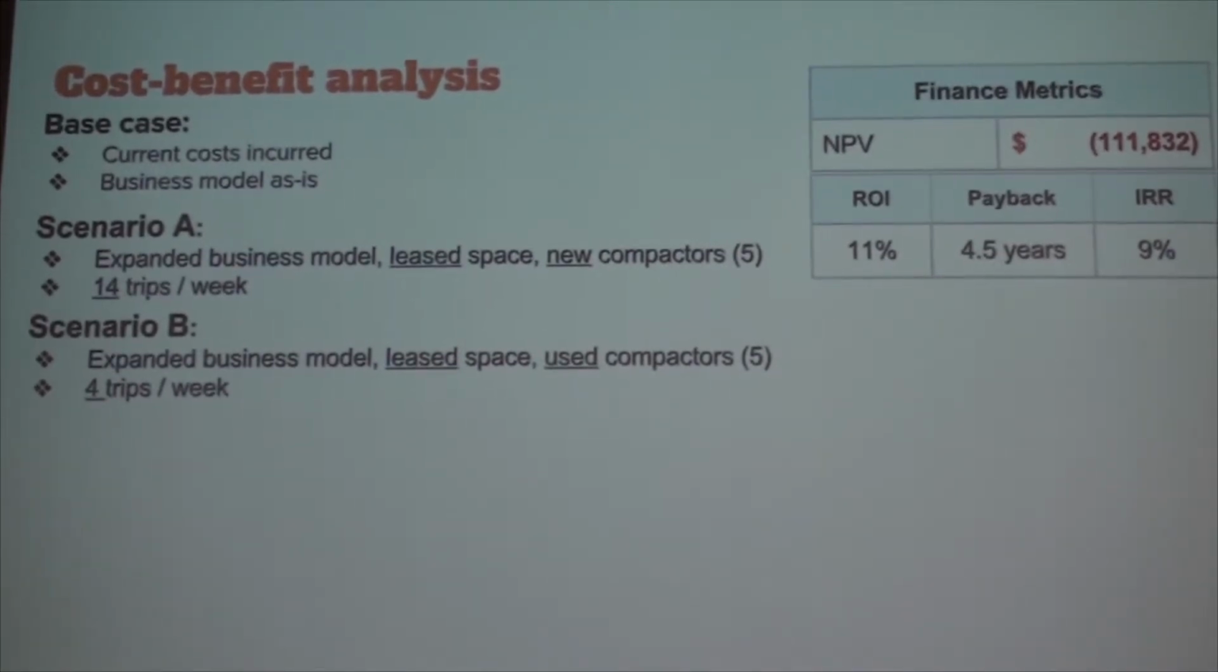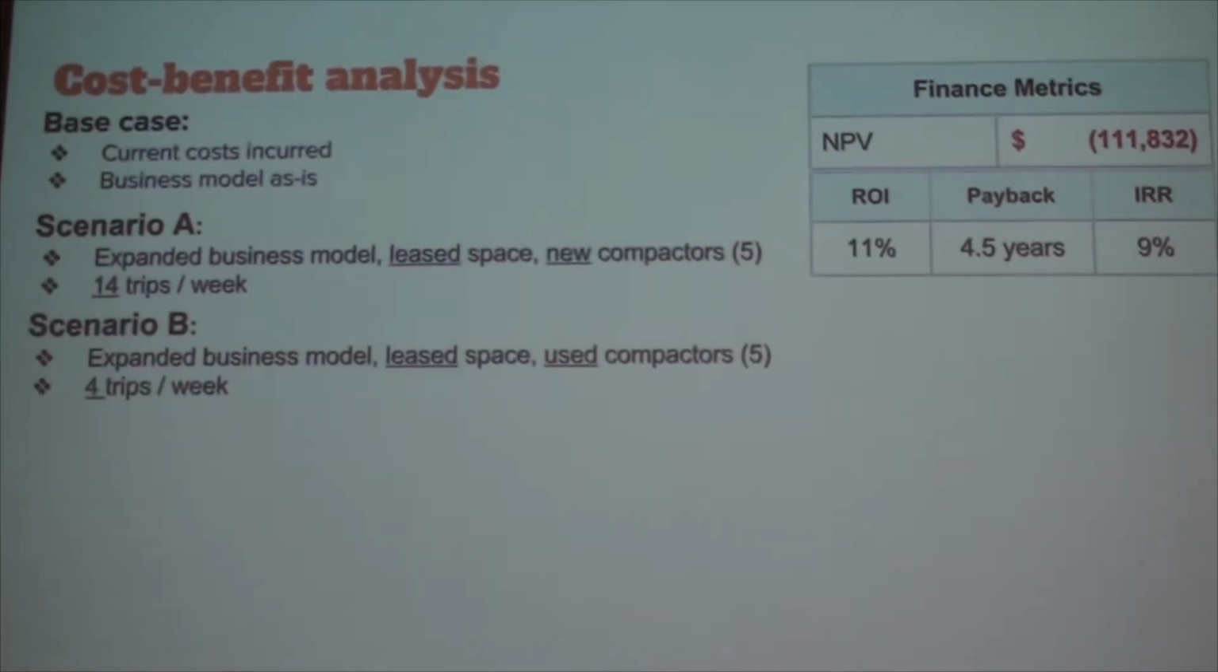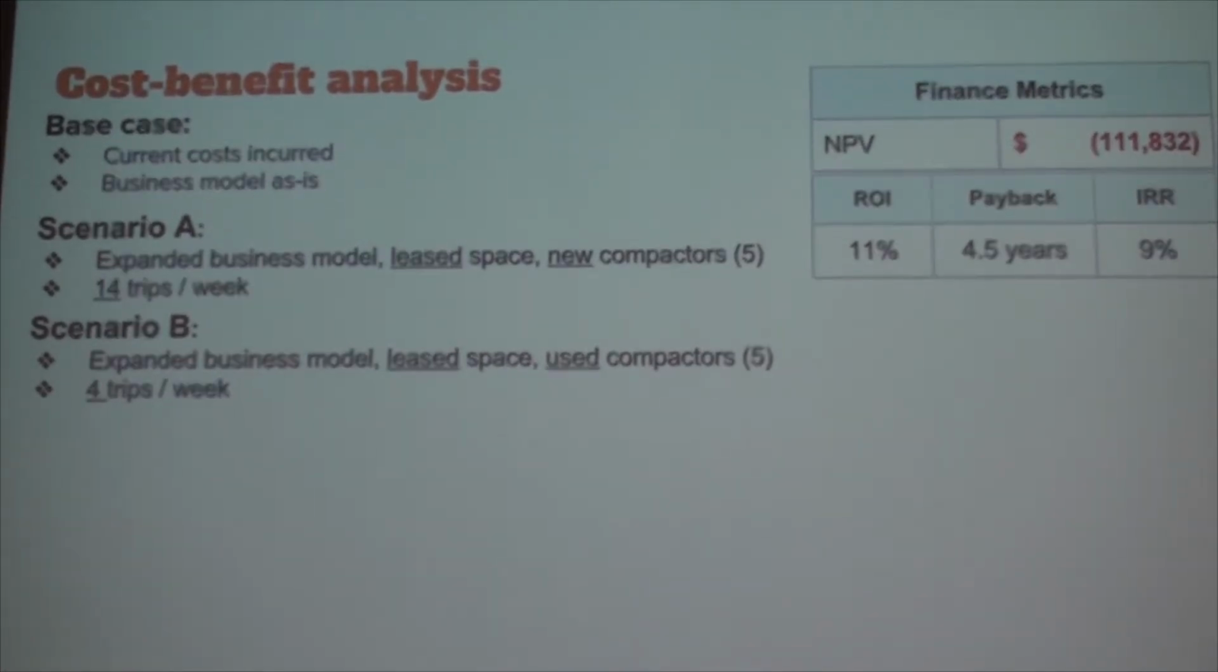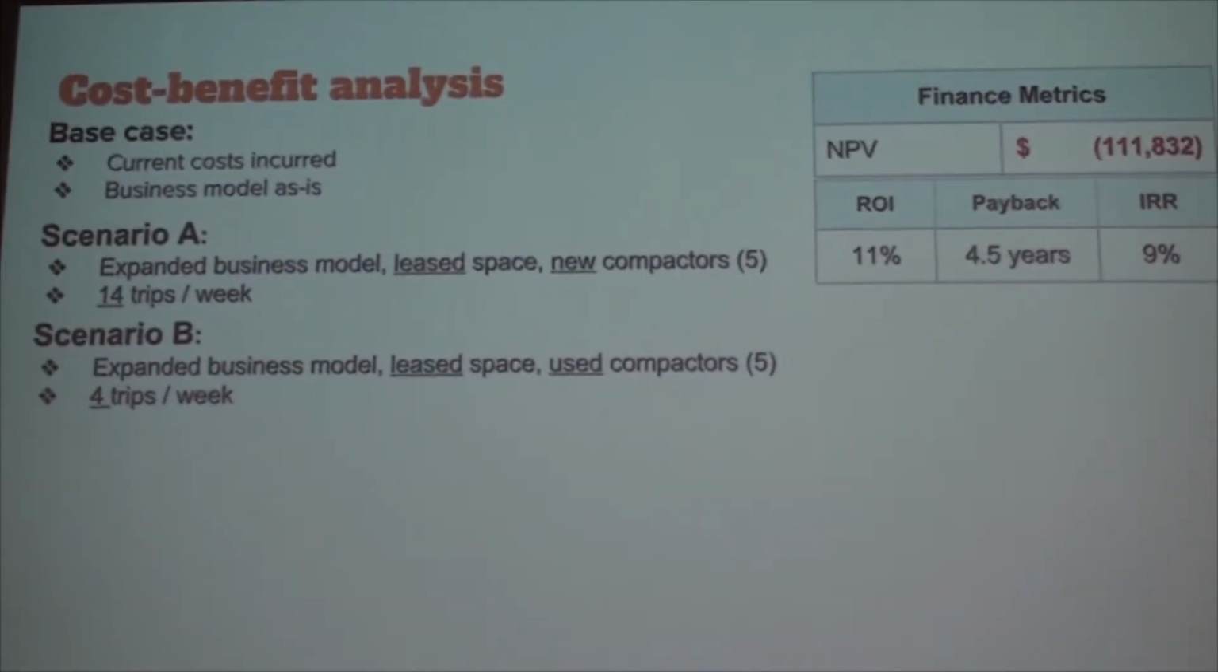So the first scenario considered was that of an expanded business model. We leased space and we bought 5 new compactors. In order for this situation to be profitable, the company will have already had to be making 14 trips per week.